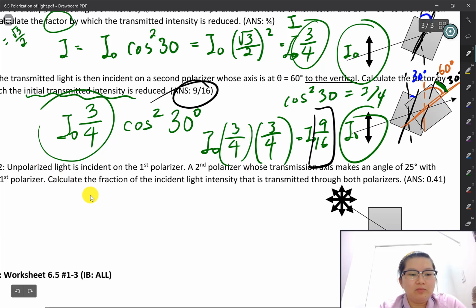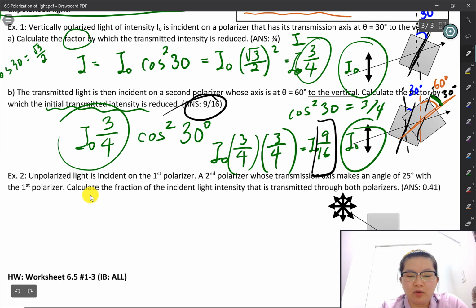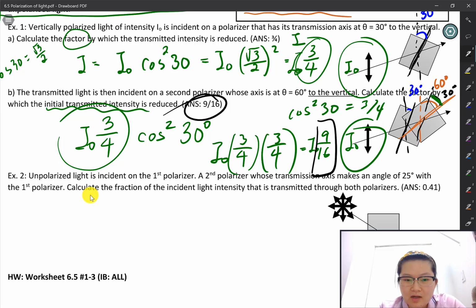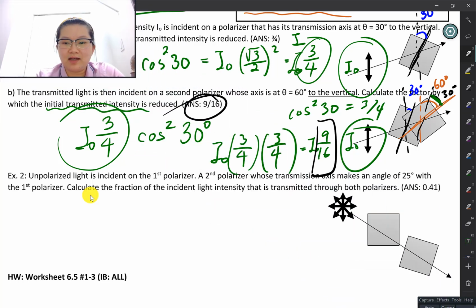Second question. Unpolarized light is incident on the first polarizer. Okay. And we do know, okay, let's finish the question first. A second polarizer whose transmission axis makes an angle of 25 degrees with the first polarizer. Calculate the fraction of incident light intensity that is transmitted through both polarizers.